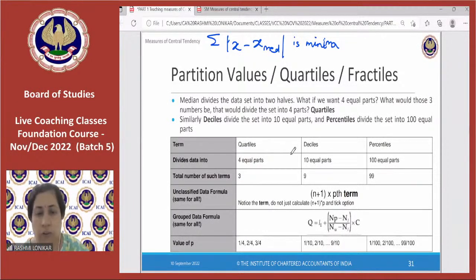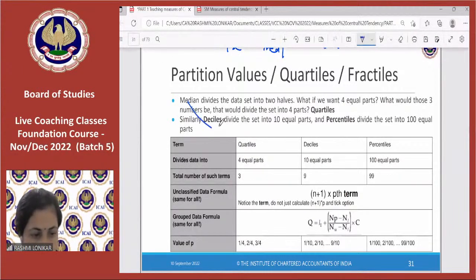Now here, as far as the syllabus is concerned, we are going to talk about quartiles, deciles and percentiles. So what does quartile mean? It means dividing the data into 4 equal parts. Deciles means taking the whole data and dividing it into 10 equal parts, and percentile is dividing the data into 100 equal parts. So this is the chart that I've prepared for you.